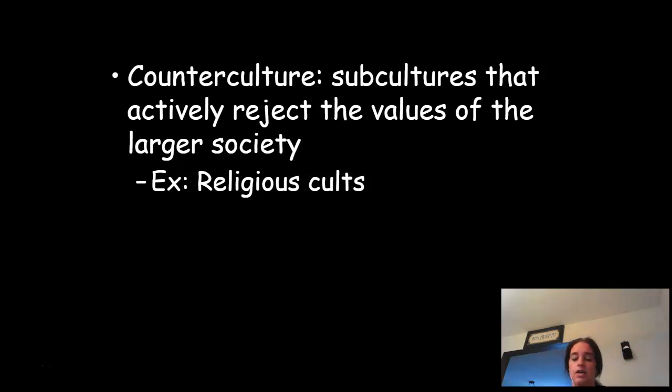The big draw to countercultures is belonging. We all have this need to belong, and that's what countercultures really rely upon in order to bring people in. And that's why young people are a little bit more likely to join a counterculture, because a lot of times they're kind of a little lost in life and looking for where they should go and where they belong.